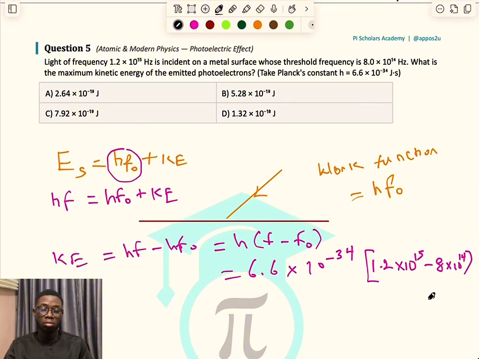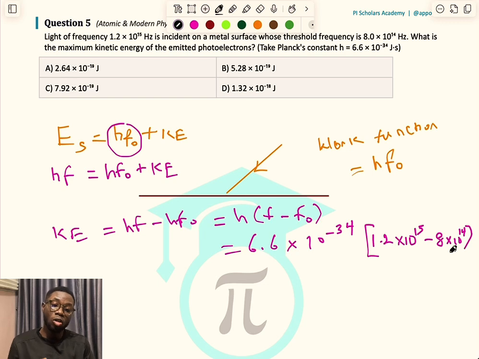Now, to subtract stuff like this, you actually have to make them of the same power. This one is of power 15, this one is of power 14. So you need to make them the same before you can do anything here. If you increase the power of this one by 1, that implies that you're multiplying by 10, which would go against the value that we're given. So you have to divide the number itself by 10. Instead of 8, you have 0.8 times 10 to the power of 15. So with that, now you have a perfect thing to work with. 1.2 minus 0.8, that's 0.4.